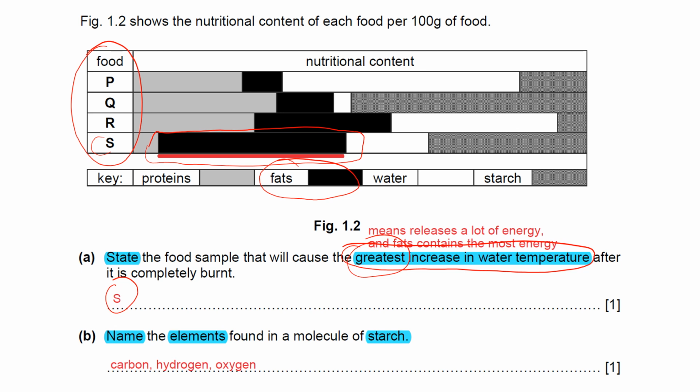All right. The second question asks about the elements which are found in a molecule of starch. So remember, elements is not a compound, it is not a molecule. For starch, the elements contained in starch are carbon, hydrogen, oxygen. The elements in fats are also carbon, hydrogen, oxygen. The elements in protein are carbon, hydrogen, oxygen, and nitrogen. So don't get your elements mixed up with molecules and compounds and whatever.